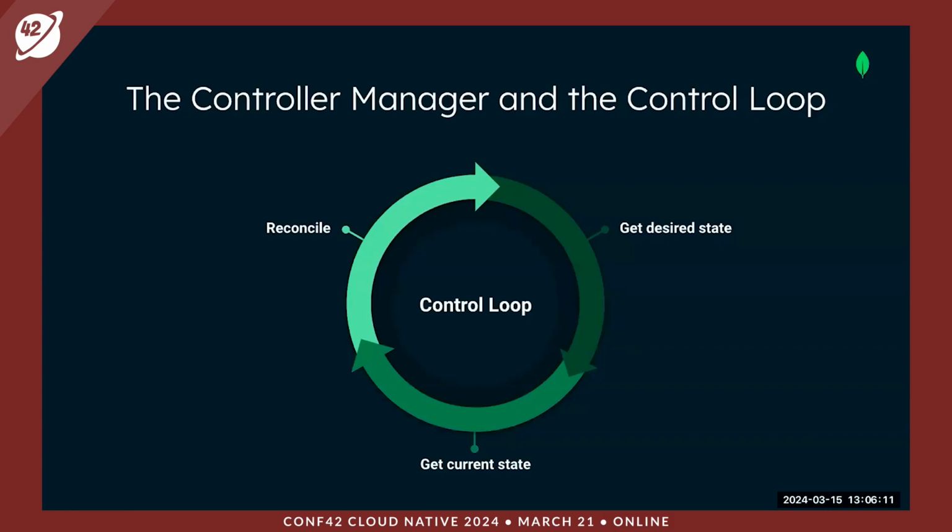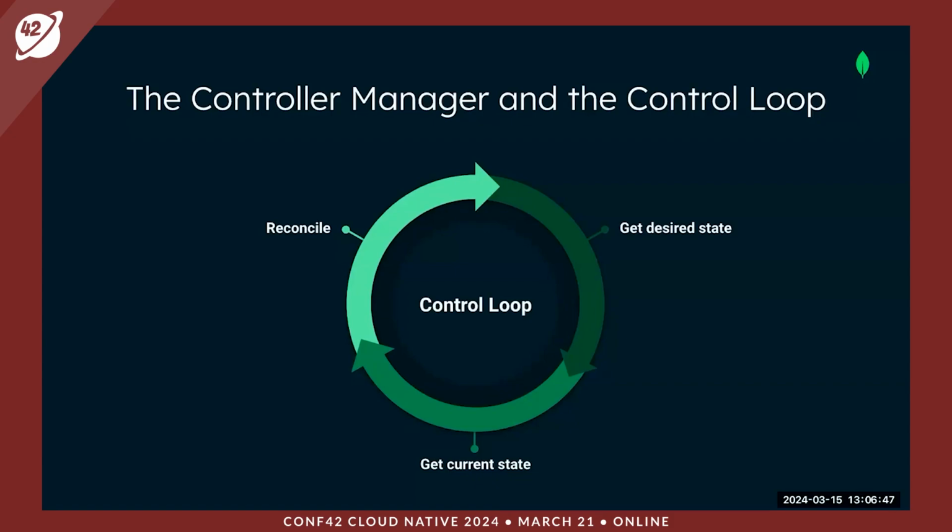Initially, we have getting the desired state. The controller retrieves the desired state for a specific resource, like the number of replicas in the deployment, from the Kubernetes API server. Then you get the current state. So again, the controller queries the API server to determine the actual number of pods running. And then the controller compares the desired and current state. If there's a discrepancy, it issues commands to the API server to take corrective actions like scaling pods up or down.